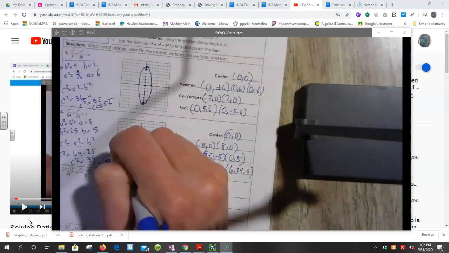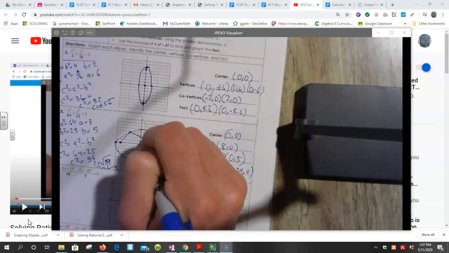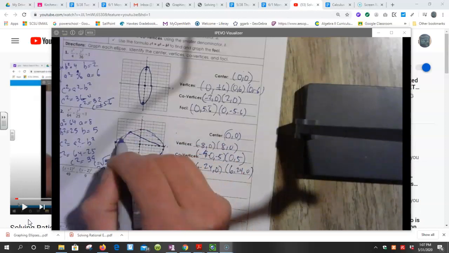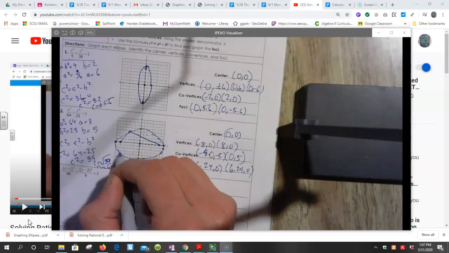So remember, the foci are such that the distance from here to here plus the distance from here to here is the same. So these two distances, d1 and d2, add up to the same total no matter where I move. So if I move over here from these two foci.